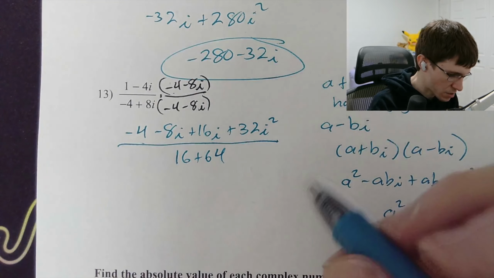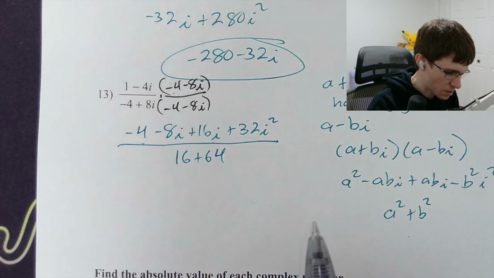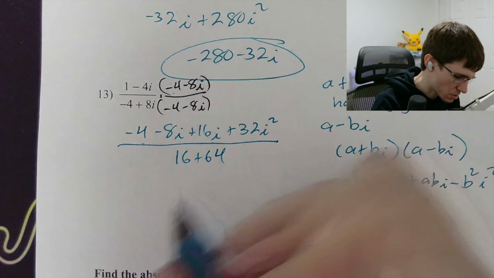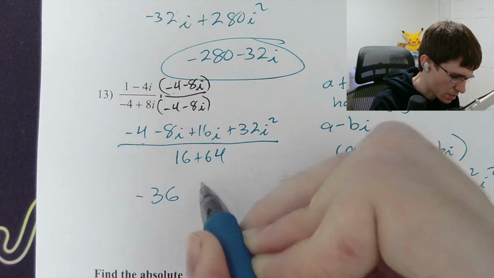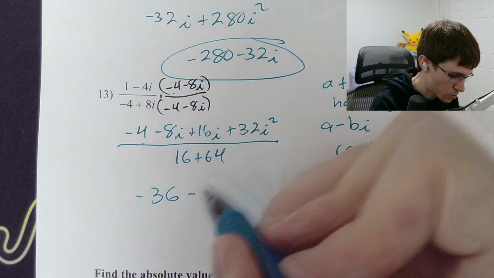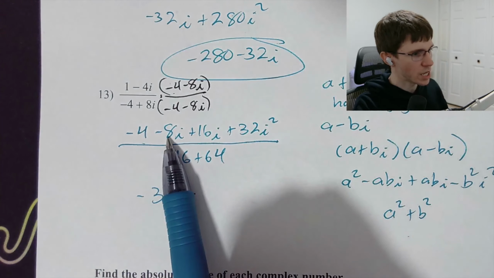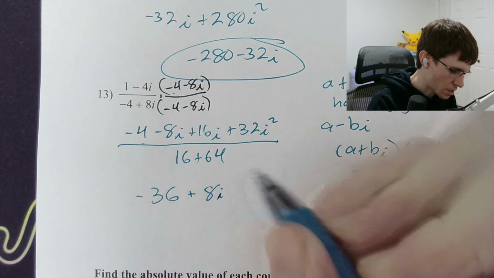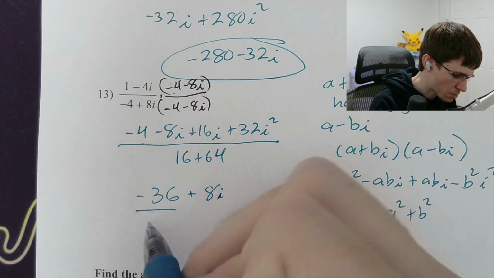We got to simplify that numerator best that we can. So we're going to have -4, and then this is going to be minus 32. So we're going to have negative 36. And then minus, no, it's actually going to be plus, right? Because we have negative 8i plus 16i is positive 8i. And this is all over 80. Let's make it two separate fractions.